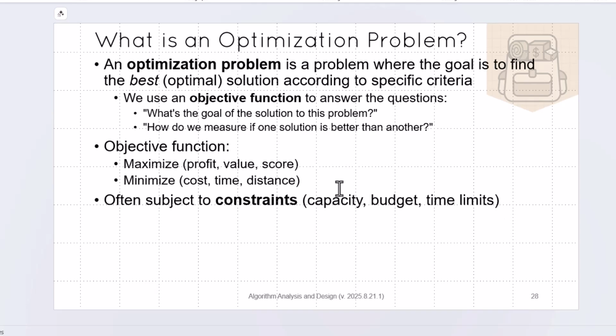Examples would be maximize. We might want to maximize profit, value, or score, or minimize the cost, minimize the time, minimize distance, right? So shortest path, how much stuff can we put in the knapsack, we want to maximize the profit while minimizing the cost in terms of the weight, right? So these are often parts of optimization problems. So usually when we say optimization problem, we're talking about minimums and maximums of some sort. And they're often subject to constraints. Okay, so there's often constraint satisfaction involved, like capacity, budget, time limits.